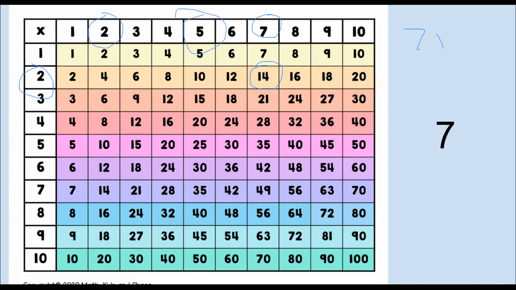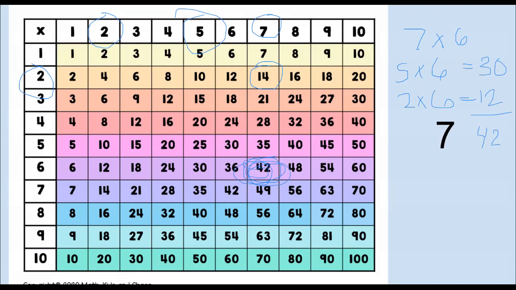So if you want to do 7 times, let's say 6, we could do 5 times 6 plus 2 times 6. So that's going to be 30 plus 12 is 42. And let's take a look through sevens. 7 times 6 is 42.